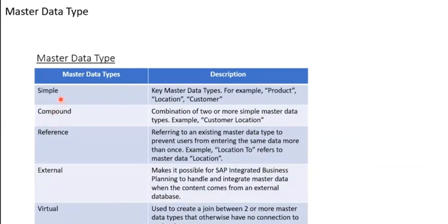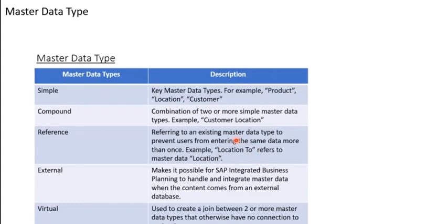Here, an example of simple is a single entity like product, location, customer. If I talk about compound, it means I am combining any two simple master data, for example customer location, customer product, or location product. That will be my compound master data. Now there is one more type of master data which is called reference. Reference master data means we can create a new master data by copying an existing master data. For example, this location master data is there, right? So I can create one more master data which is referring to this location, called location 2. Location 2 will be my destination where I want to transfer my material or anything.